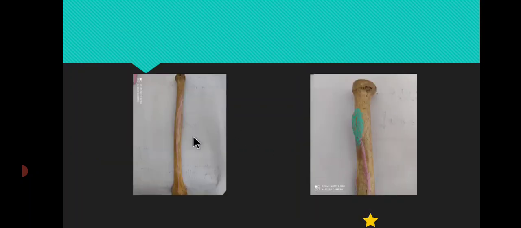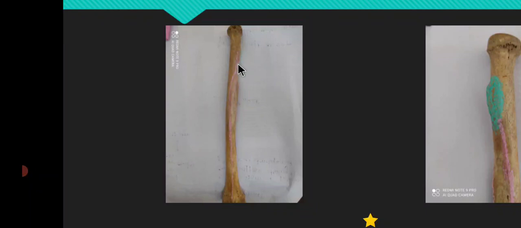Then the posterior border. This posterior border is well defined only in the middle of the shaft, while it is ill defined in the upper part and the lower part of the radius, and it is a mirror image of the anterior border, and this is the posterior oblique part of this posterior border.